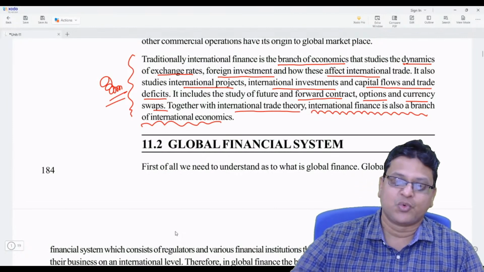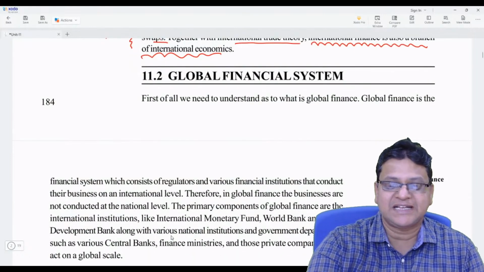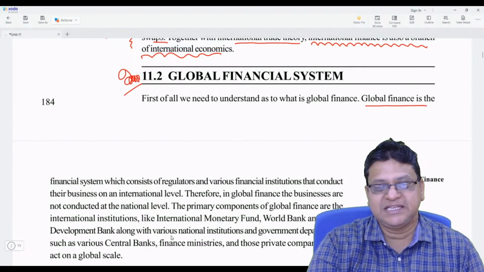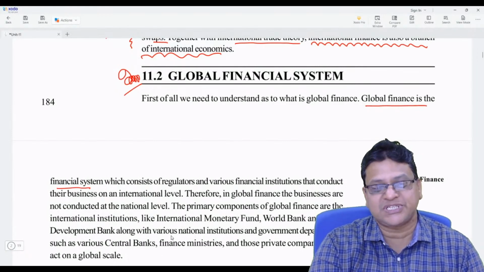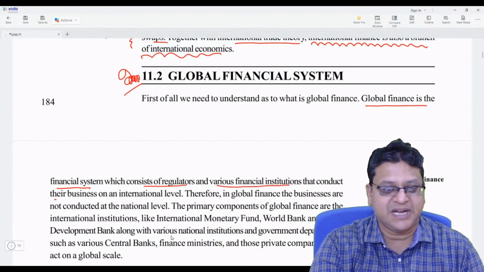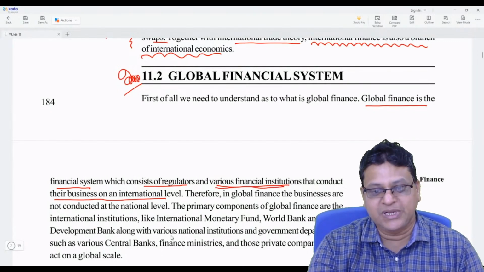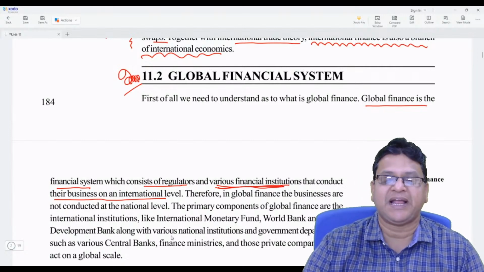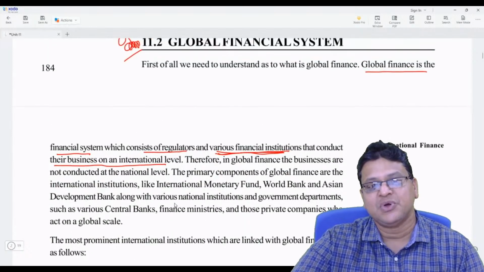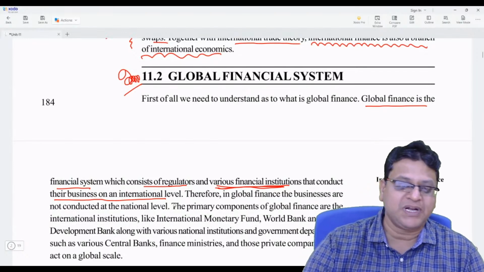Next, we will discuss global financial system. What does global finance mean? Global finance is a financial system which consists of regulators and various financial institutions that conduct their business on international level. Hence, in global finance, we'll discuss different financial institutions. What are the most important financial institutions which are studied under global finance? We will read regarding three important institutions.